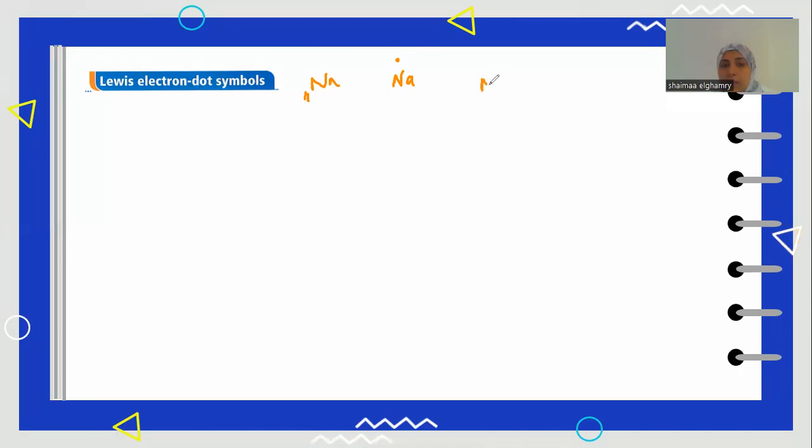Another example, nitrogen 7. Nitrogen 7 has 5 electrons in the outermost energy level. So it has 5 valence electrons. We are going to put the first electron on the upper part and then move counterclockwise. So 1, 2, 3, 4, 5. This is the Lewis dot symbol for nitrogen.